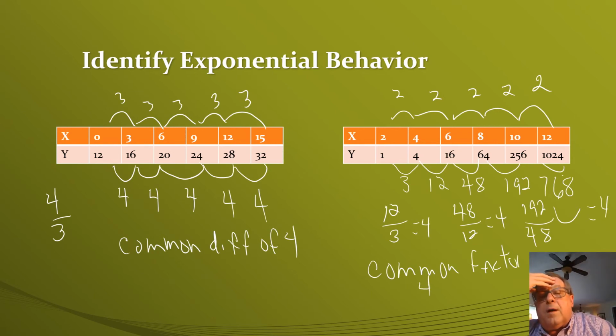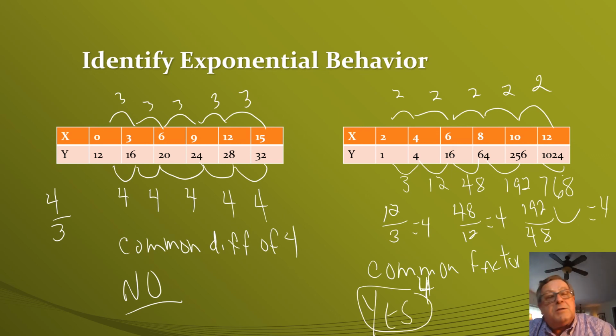This gives the characteristic of an exponential function, the fact that we've got a common factor. So if our series of data is arithmetic, it has a common difference. If it is geometric or exponential, it has a common factor. So this one on the left, no, it does not give us exponential behavior, but the one on the right, yes, it does, because we can see a common factor.